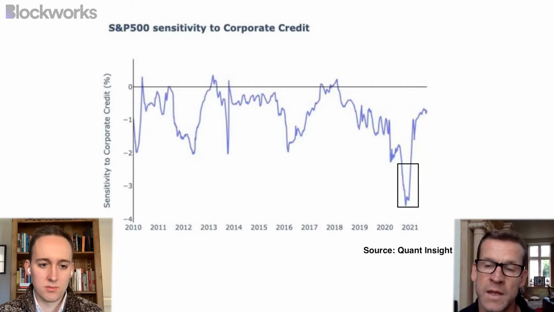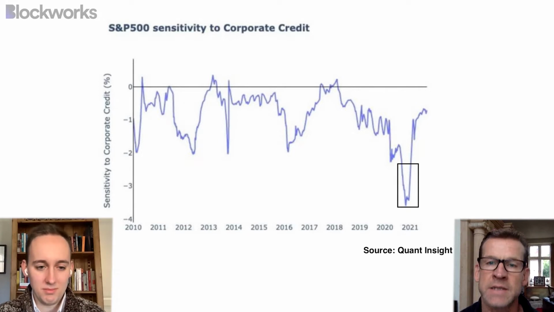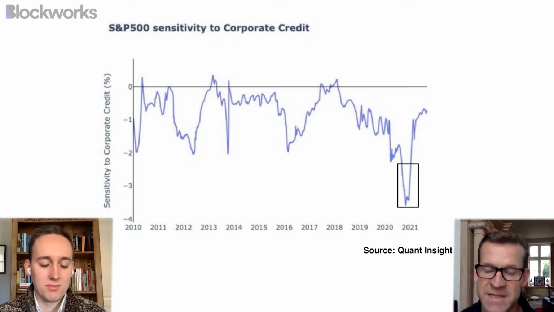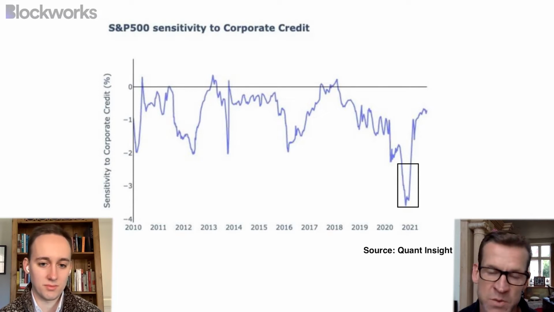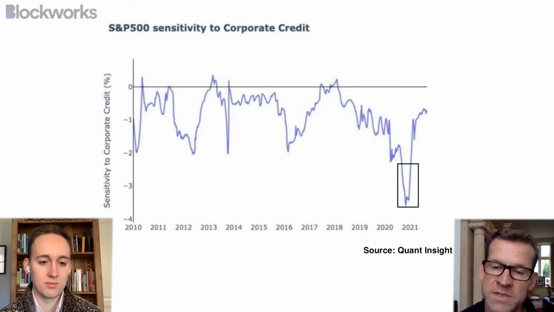And what the QI model for the S&P 500 showed at that point, if you did this same chart for S&P 500 sensitivity to credit spreads, is that US equities always want tighter credit spreads. That's, again, an intuitive relationship. But sensitivity just ballooned, and the need for the Fed to keep buying credit and keep a lid on credit spreads became the main game in town. And that was the dominant driver of the US equity regime throughout the middle part of last year.